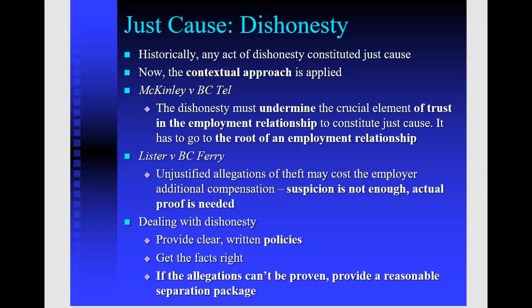So if it was the first incident or an incident that is not so serious of dishonesty, then progressive disciplining or a proportional sanction would be more correct, more valid, rather than just cause dismissal. For example, this first case we look at McKinley versus BCTL. The Supreme Court of Canada understood that dishonesty must undermine the crucial element of trust in the employment relationship to constitute just cause. So it has to go to the root of an employment relationship.